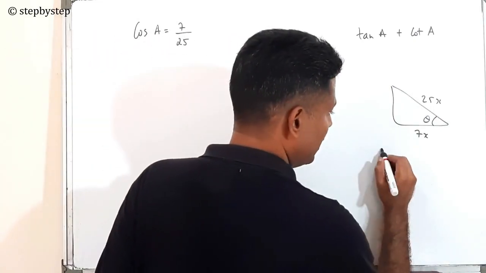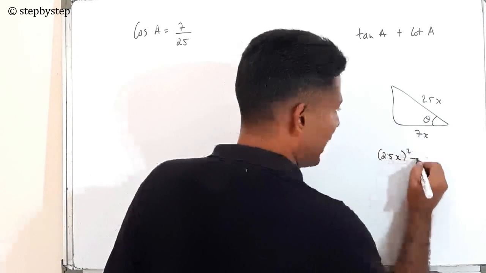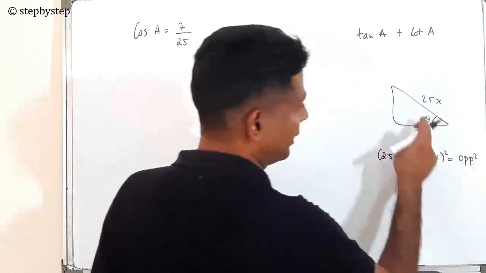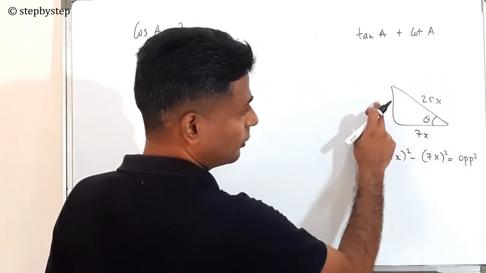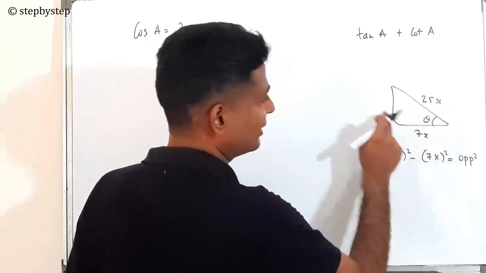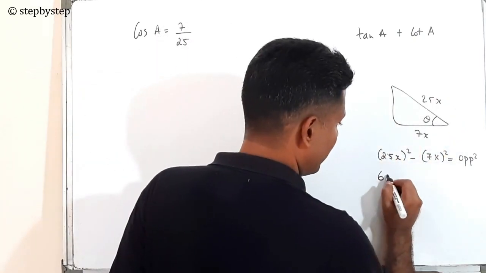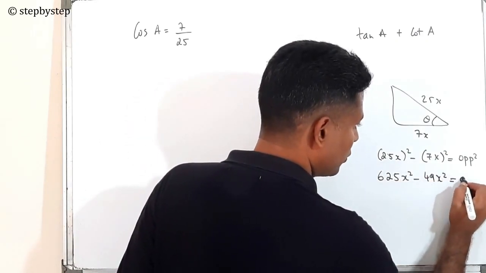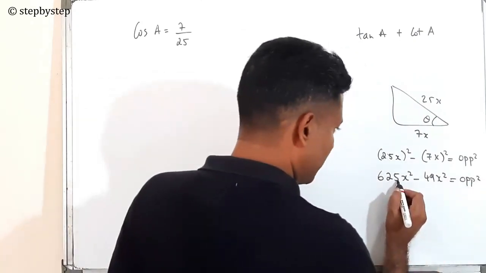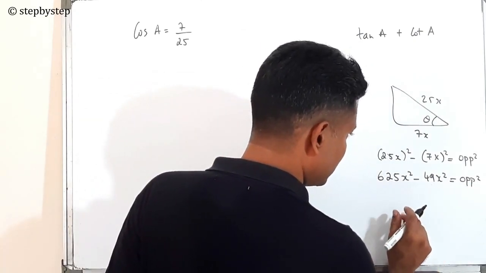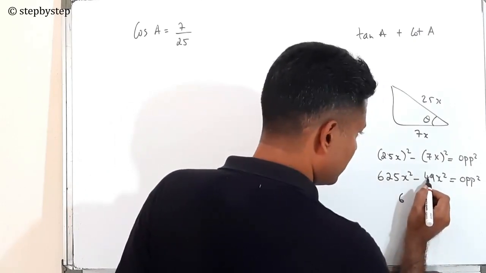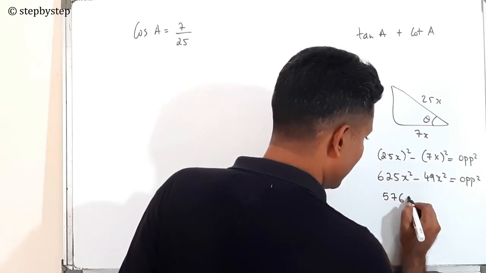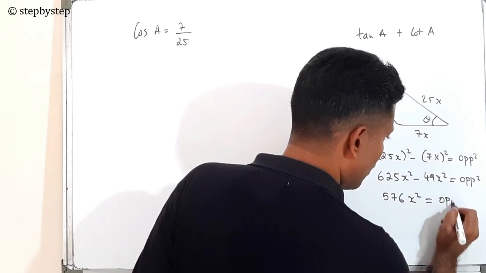So how do we find this side? (25x) whole square minus (7x) whole square will be equal to opposite side square. Hypotenuse square is the square of this plus the square of this, so this square minus this square will give us this side square. So 25 square is 625x square minus 49x square equal to opposite side square. Now subtracting: 5 minus 9 with borrowing gives 6, and 61 minus 4 gives 57. So 576x square equal to opposite square.